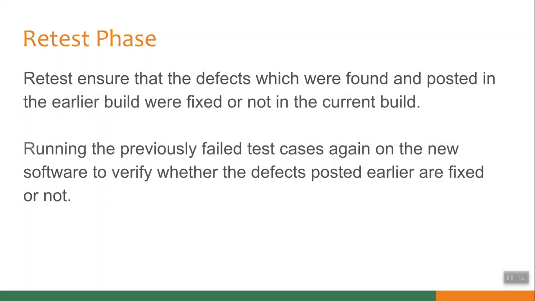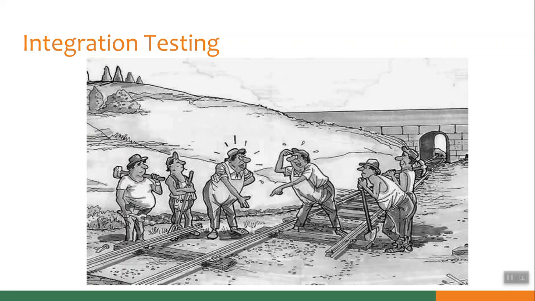Retesting is running the previously failed test cases again on a new build. The purpose of the retest phase is to ensure that the defects which were found and posted in the earlier build were fixed in the current build. After the retest phase, the SQA team performs integration test to ensure that the portion or module of the system is working as it is supposed to. At integration testing, individual units are combined and tested as a group.